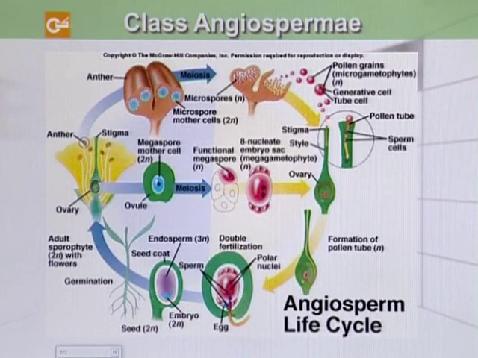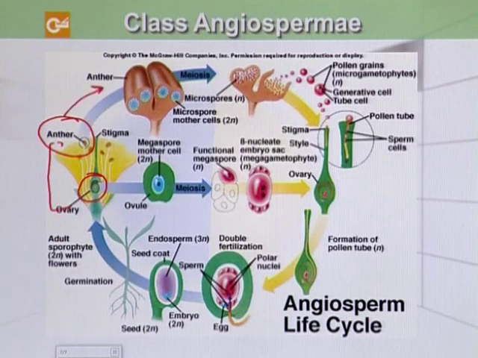So now we can also summarize the life cycle of angiosperm via this diagram. We can see here this is the flower part, and it comprises a male part as well as the female part. Inside the male part, which is called the anther, via the process of meiosis, microspore mother cells form microspores, and these microspores are called microgametophytes or pollen grains.